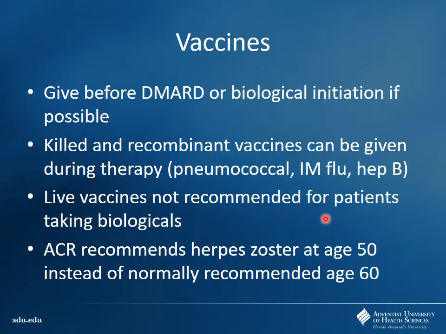In fact, they will make different recommendations for people who are on immunosuppressive therapy. So for instance, the American College of Rheumatology recommends herpes vaccine at 50 rather than 60 because that risk is increased there. Anyone know where to get the most up-to-date recommendation for vaccines? CDC. Always go to the CDC.